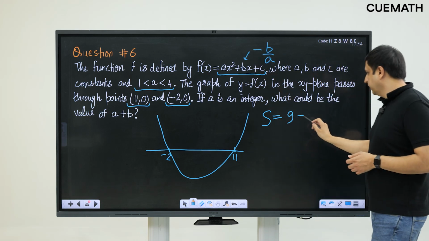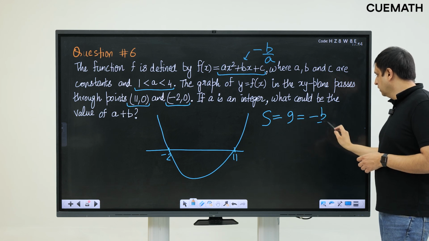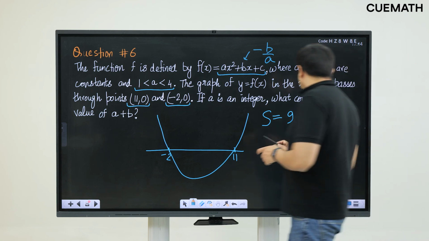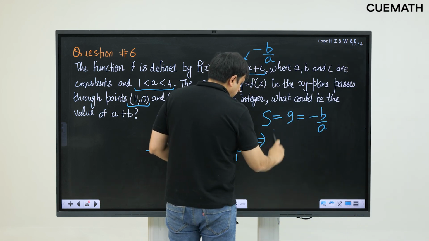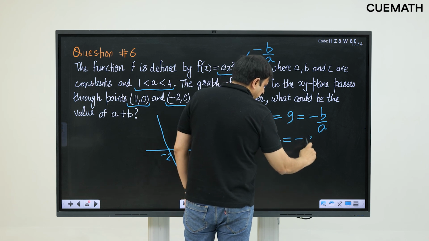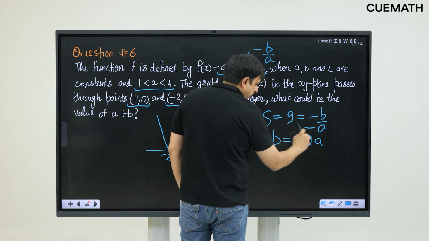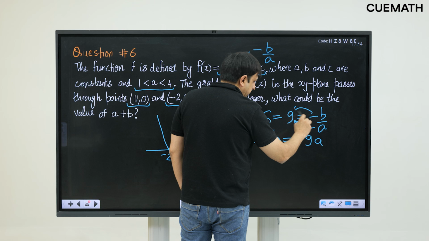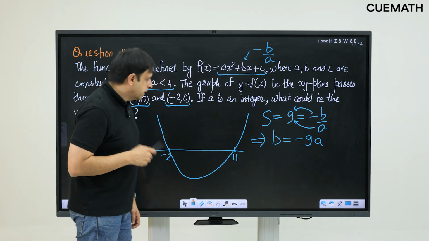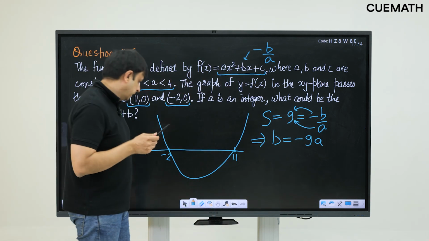So, what we conclude from here is 9 is equal to minus b by a, which means that b is equal to minus 9a. I am just cross multiplying a over here and moving the negative sign over, and I get b is equal to minus 9a.